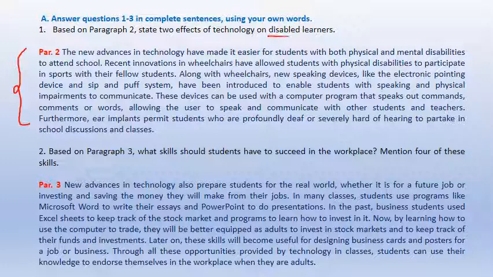Again, disabled people are people who have a certain impairment. For example, they can't walk, or they can't hear, or they can't see. That's a disability. There's also, we talked about wheelchairs, new speaking devices, okay, like the electronic pointed device and sip and puff system have been introduced to enable students with speaking and physical impairments to communicate.